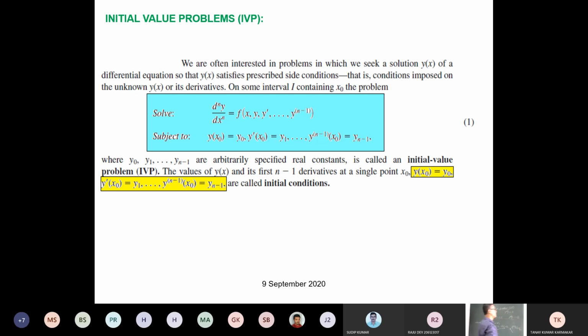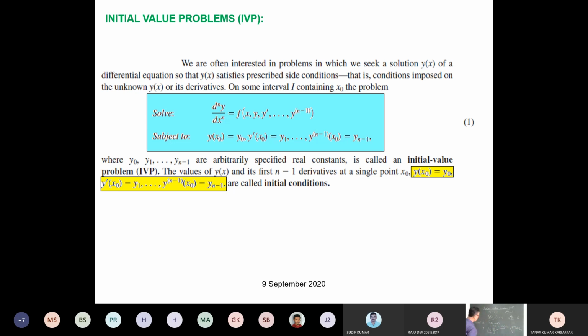So here, as I have told you, we are often interested in problems in which we seek a solution y(x) of a differential equation, so that y(x) satisfies some prescribed side conditions, that is, conditions imposed on the unknown y(x) or its derivatives on some interval I containing x0. So this I have already told you. And so this is what you have to solve: this differential equation 1 subject to these given conditions.